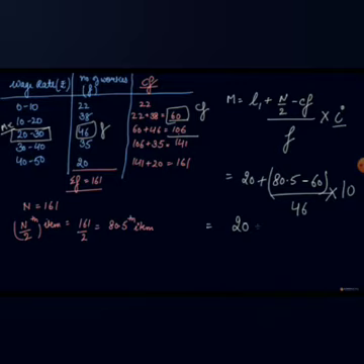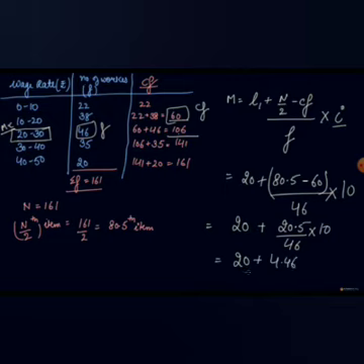20 plus 20.5 divided by 46 into 10, which is equal to 20 plus 4.46, that is 24.46. So your median lies between 20 to 30. This we will find out through the cumulative frequency by n divided by 2. So this is your median class from 20 to 30.